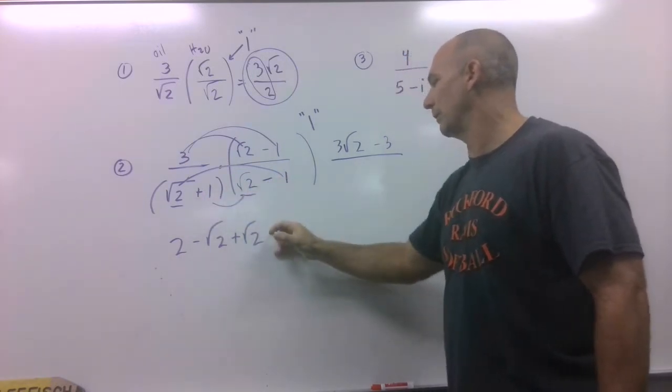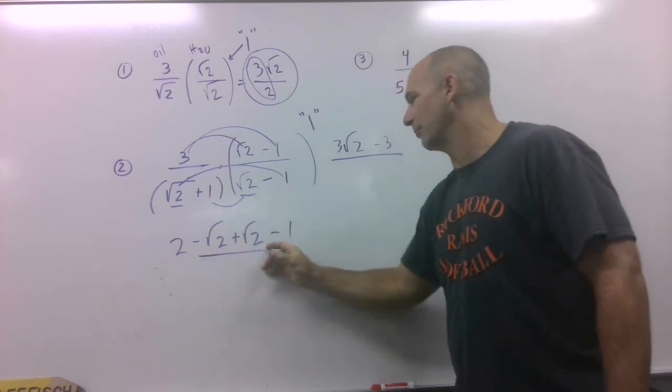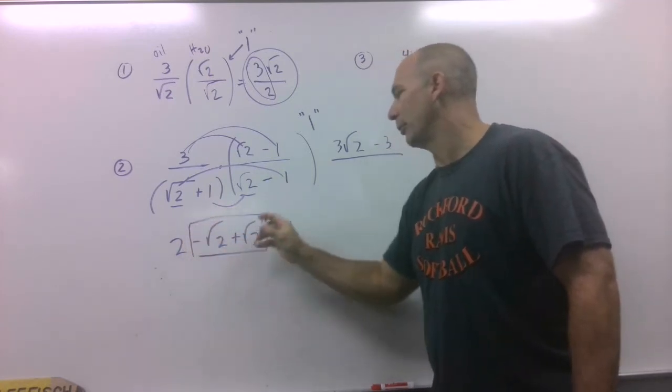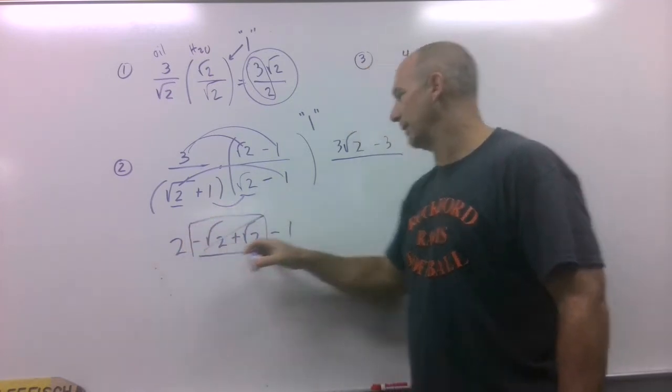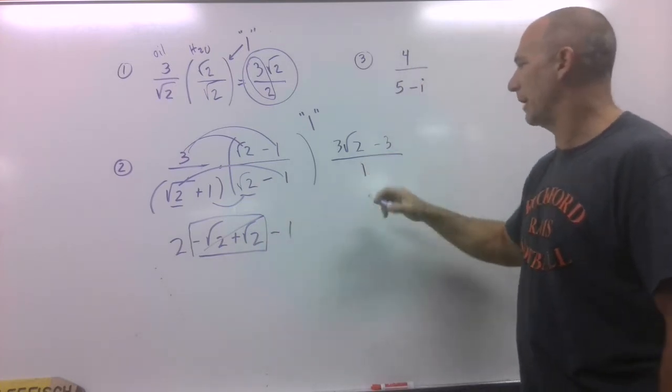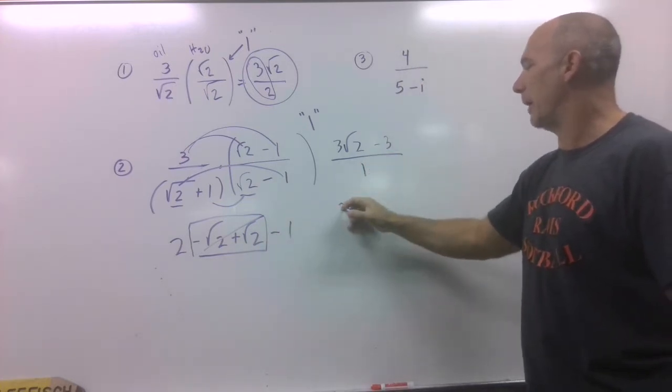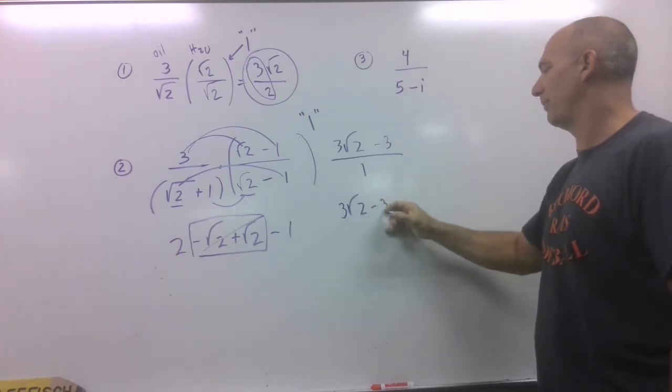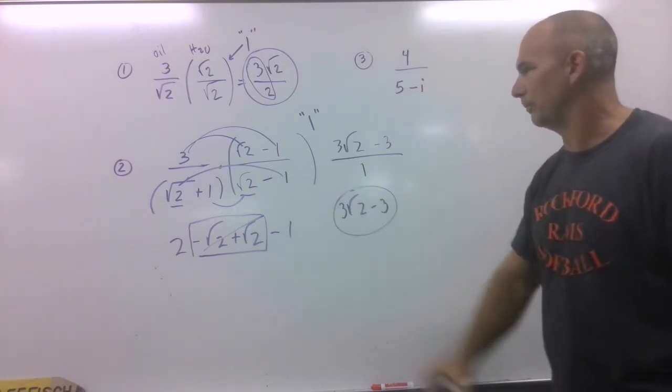1 times negative 1 is negative 1. I want you to concentrate on these middle two terms. Those will cancel. And 2 minus 1 is just 1. Now you can leave your answer here, but the book is going to simplify that a little bit, and that would be your answer.